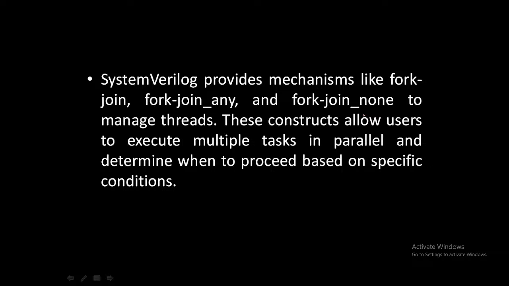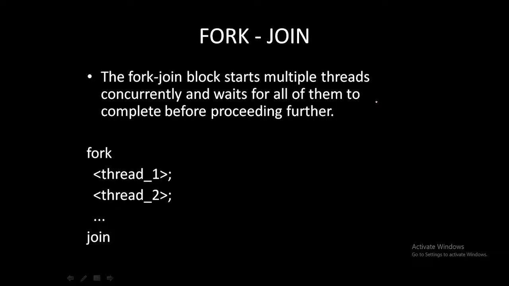In SystemVerilog we have three types of threads: fork join, fork join any, and fork join none. To manage the threads, this construct allows the user to execute multiple tasks in parallel and determine when to proceed based on specific conditions. Let's start with the discussion of fork join. A fork join block starts multiple threads concurrently and waits for all of them to complete before proceeding further.